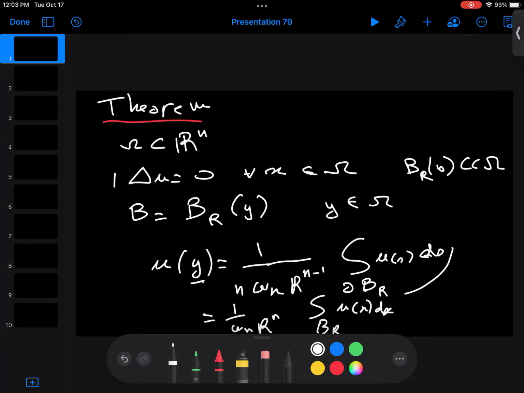Equals an integral of u across the sphere of radius r, so it's the border of the ball of radius r, times a constant which is 1 divided by n omega n r to the n minus 1, and here omega n is the volume of the unit ball. So omega n is the integral across the ball of radius 1 of dx.